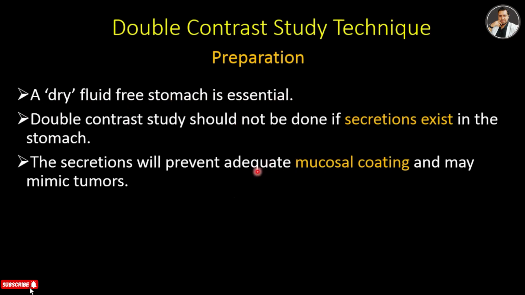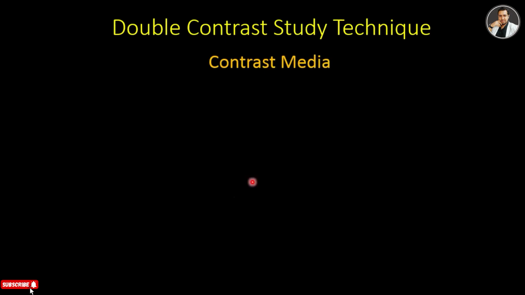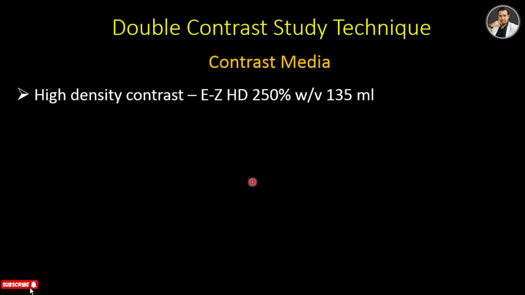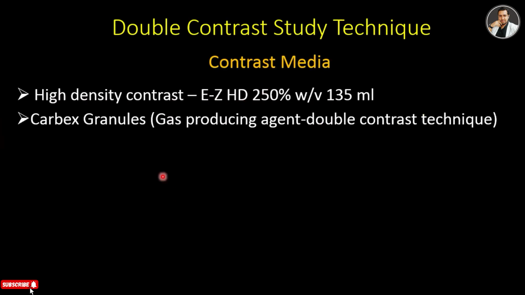So sometimes it happens. And the contrast media for the double contrast study is a high density contrast, for example EZHD 250% weight volume, and the total is 135 milliliter solution, and carbex granules of course for producing gas.